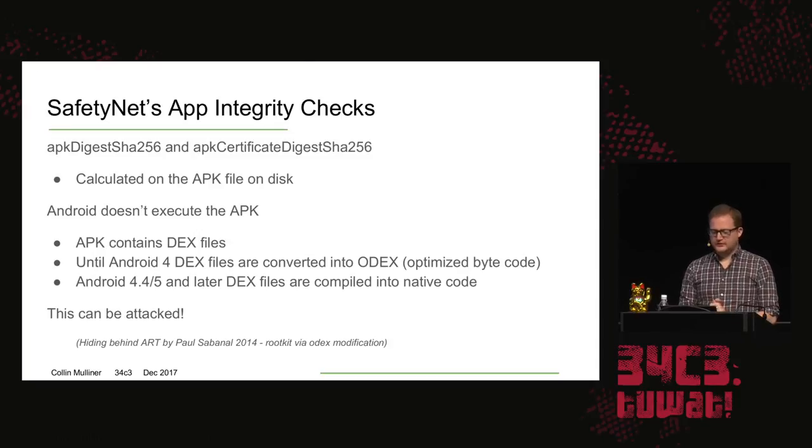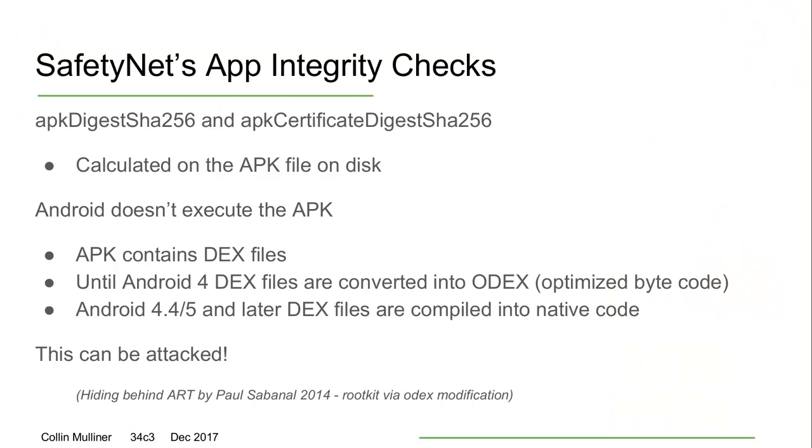How does app integrity, or how do the cert digests and the APK digest actually work? The interesting part is those two values are calculated on the APK file that is stored on disk. But if you know how Android works, Android doesn't actually execute the APK, because APKs contain DEX files. Until Android 4, DEX files would be converted to ODEX, optimized DEX files, which is bytecode. In Android 4.4 and 5 and later, it would just compile the DEX code to native code. And 3 years ago, there was some work done on patching ODEX files.